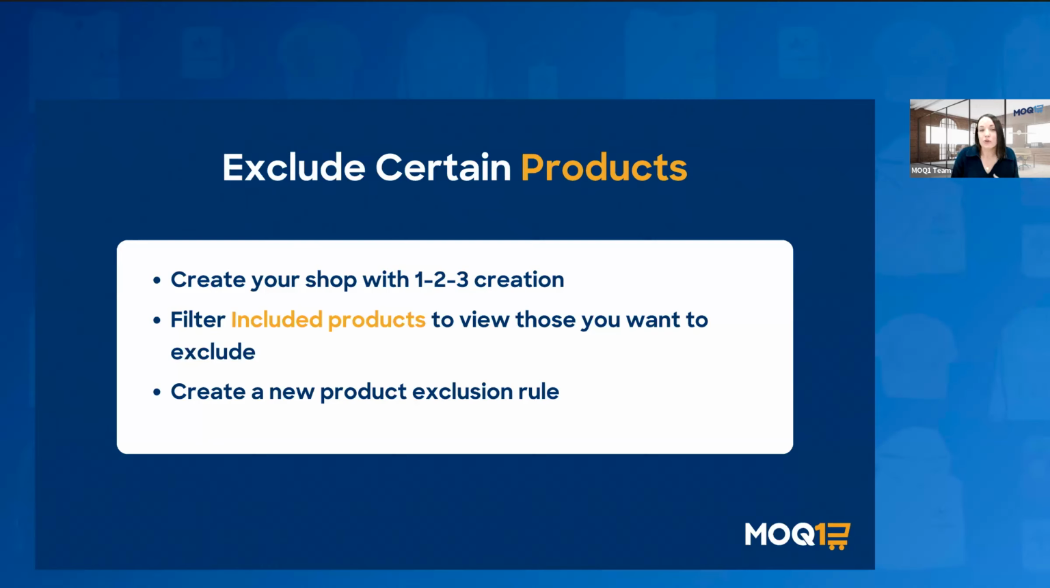But essentially, you're going to use the product filters within the product manager to view only those you want to exclude, and then create a new product exclusion rule for those particular products or attributes. I can send the tutorial for that out, but I want to make sure that we're able to dig into these more advanced features on this webinar. So that'll be a separate resource I'll include.